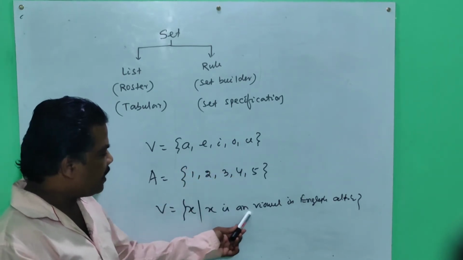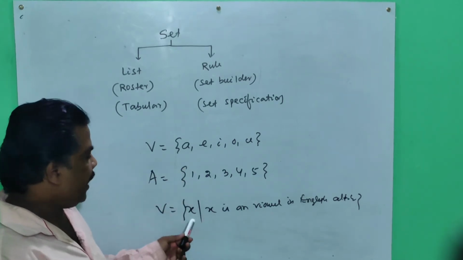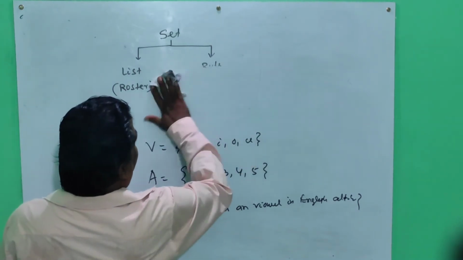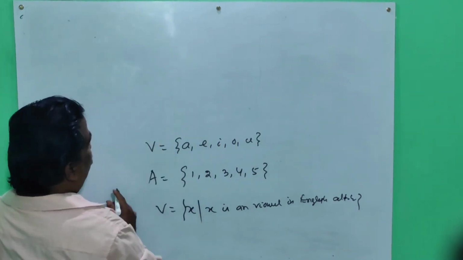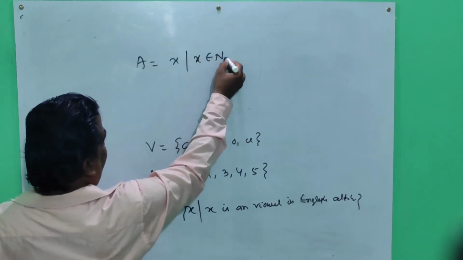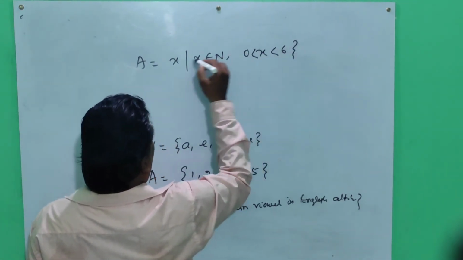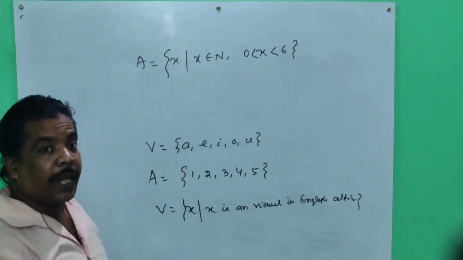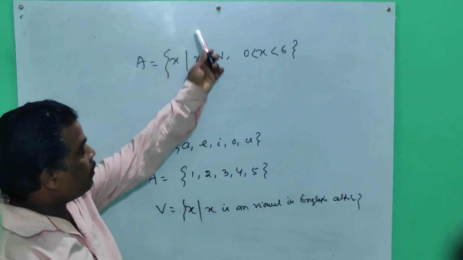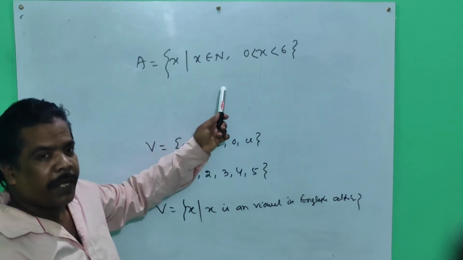But here the elements are not given. The set is expressed by rule. Another way: a set whose elements are 1, 2, 3, 4, 5. So we write A is equal to {x such that x belongs to N and x is greater than 0 and less than 6}. Here we cannot write the elements directly or by list. In this form, the elements are not written by list or tabular form, but by rule.